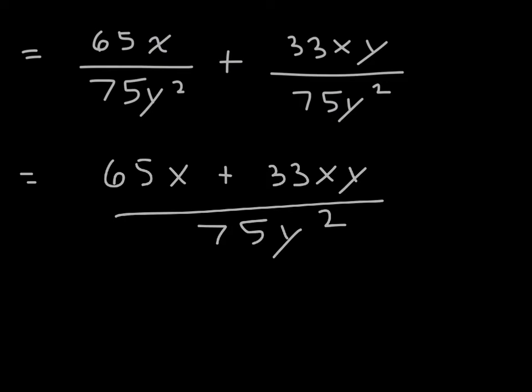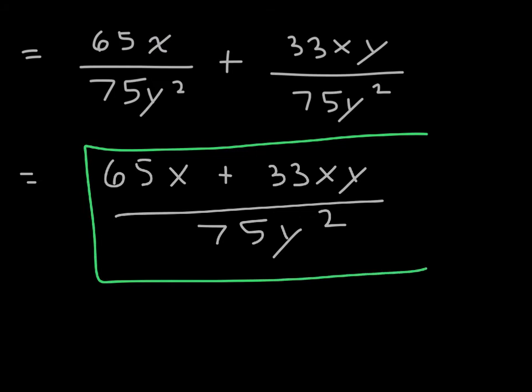The problem is already simplified. 65 and 33 do not share any common factors, other than x. Or this term and this term, they have a common factor of x. But even if you factor out the x, it will not help you simplify this any further. So this is already simplified. Very good, you guys.